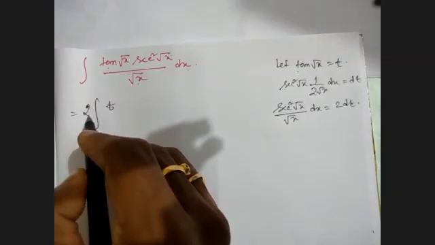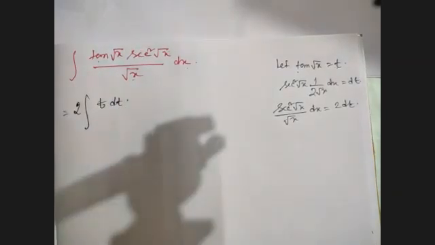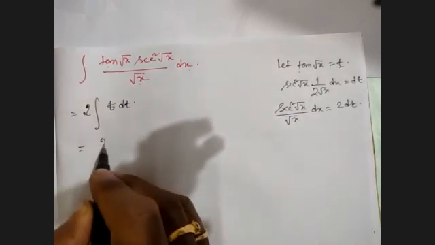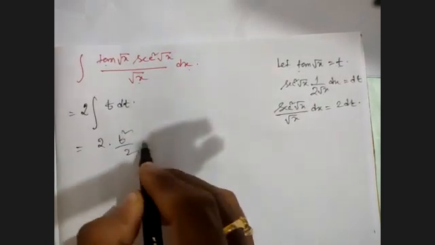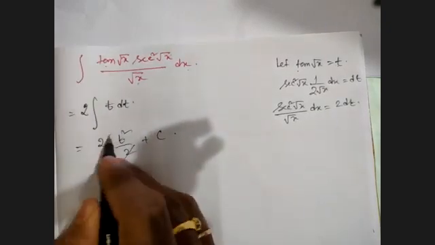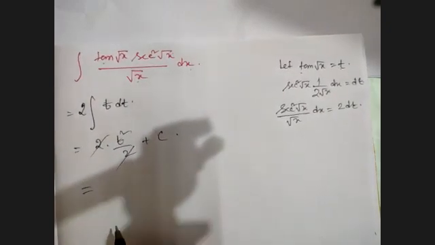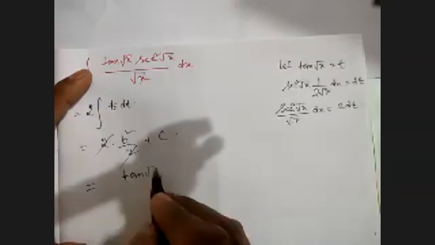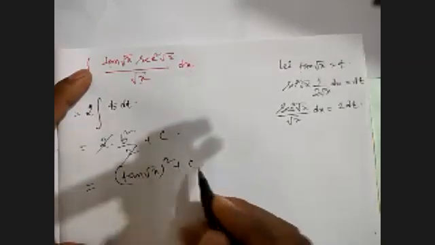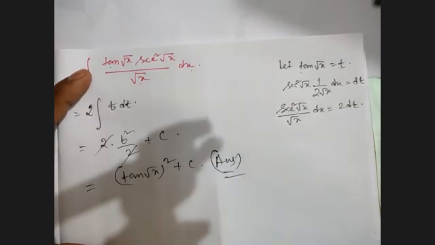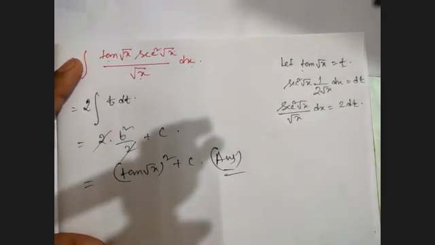So 2 I can write outside and dt here. So 2 integration t dt, that means 2 into t square by 2 plus c. 2 cancels. Now put the value of t, that is tan root x whole square plus c. This is the answer. Understood? Yes, sir.